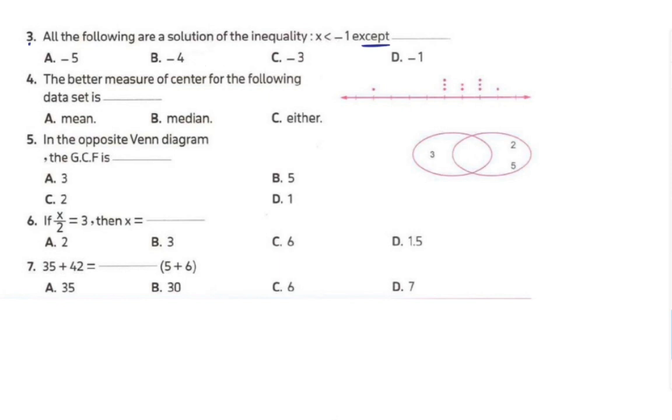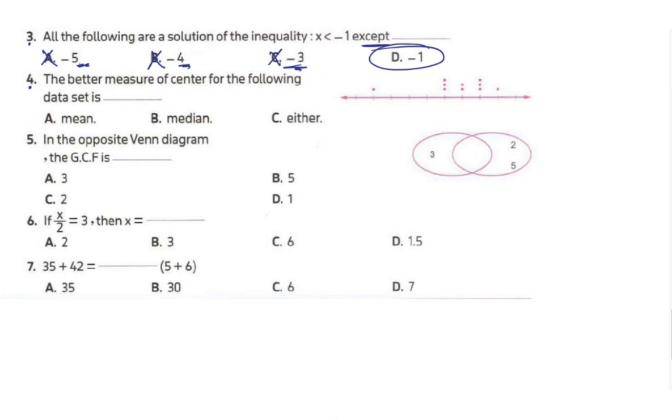What's the number less than? Is negative 5 less than negative 1? Yes. So it's not the one to choose. Is negative 4 less than negative 1? Yes. Is negative 3 less than negative 1? Yes. So all of these numbers are right solutions. I need the false one. Is negative 1 a solution? Look here: x less than, but not equal to, negative 1. So negative 1 is a false solution, and this is the right one to choose here.